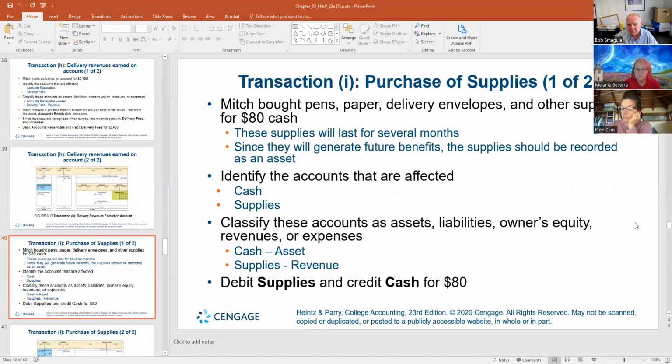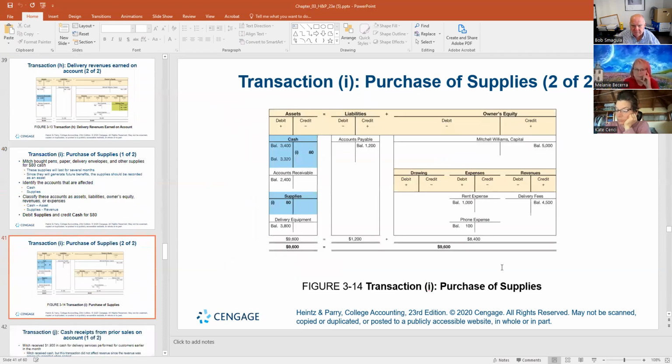Purchase of supplies for cash, $80. Whenever you buy supplies, they're not an expense at that point in our course. It's going to be an asset, a prepaid asset. So supplies is going to be debited and cash is going to be credited for 80. Supplies goes up with the debit and the cash comes down with the credit. Debit and credit, debit and credit.